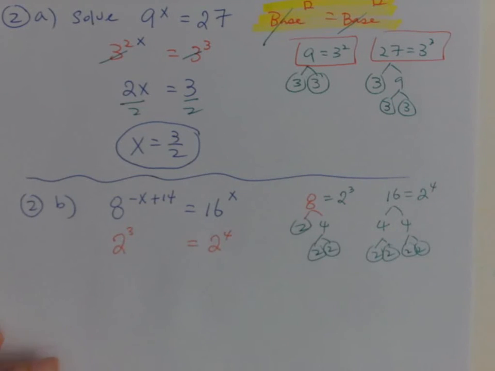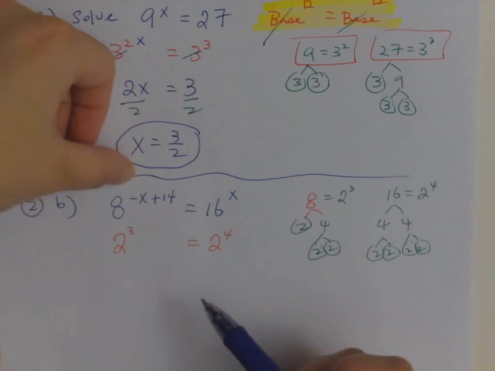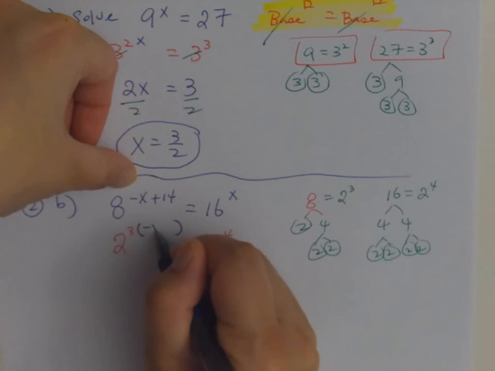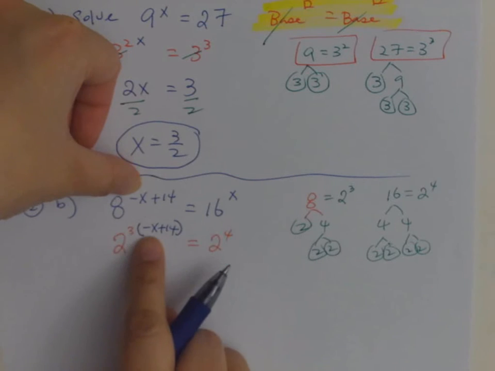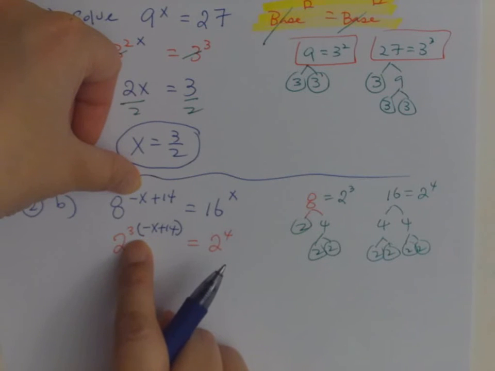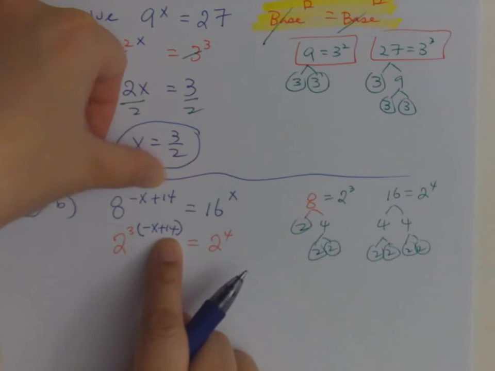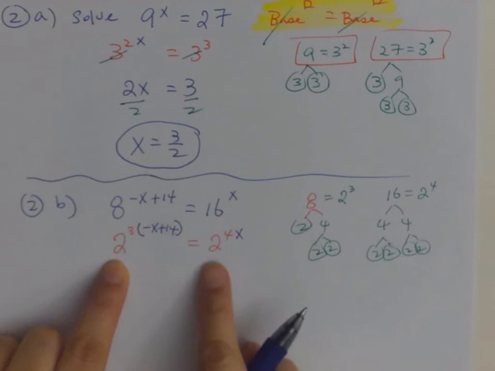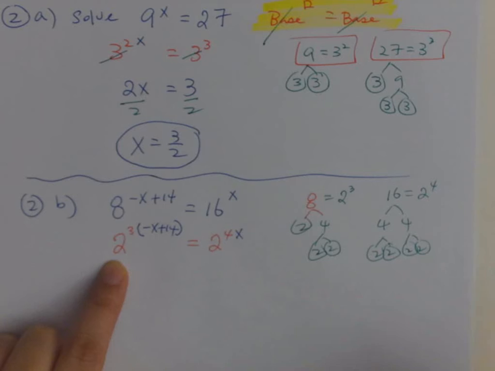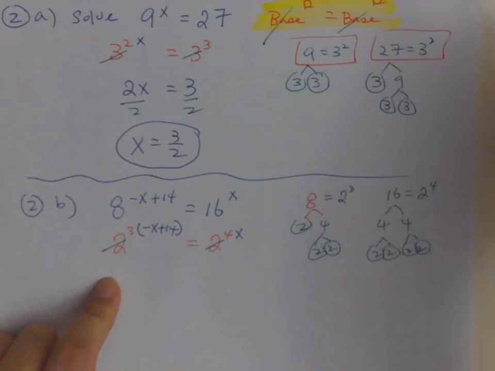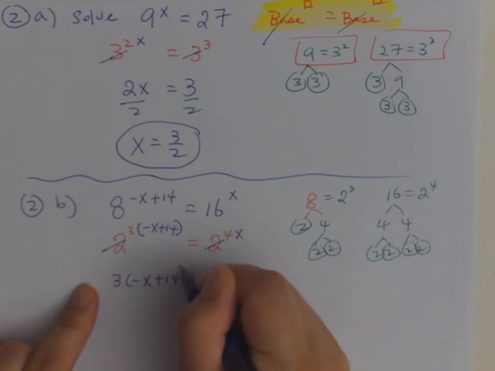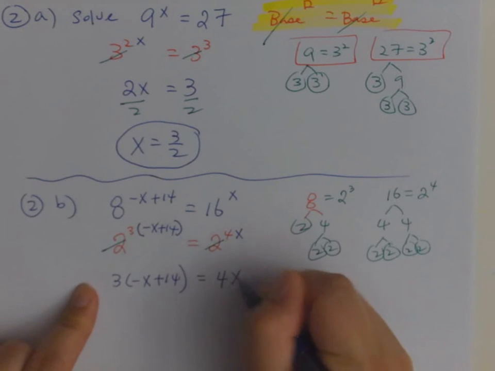And originally I have some number there, some stuff here, which is the whole thing, negative x plus 14. So make sure your 3, the third power, multiply to this whole exponent, okay? And then x here. So now I have the same base, both sides, one on each side. I can cancel it out, right? So cancel that. Now we have 3 times negative x plus 14 equal to 4x, right?